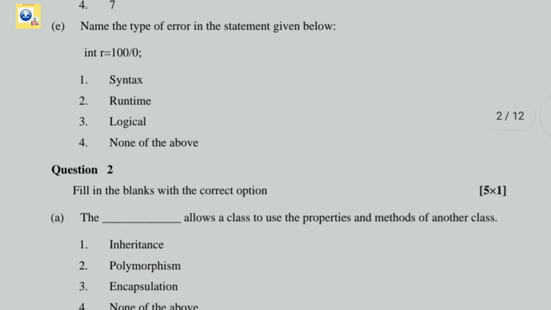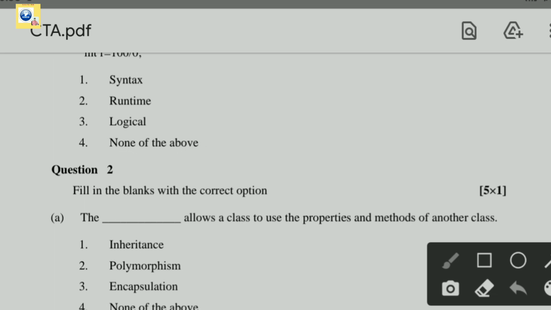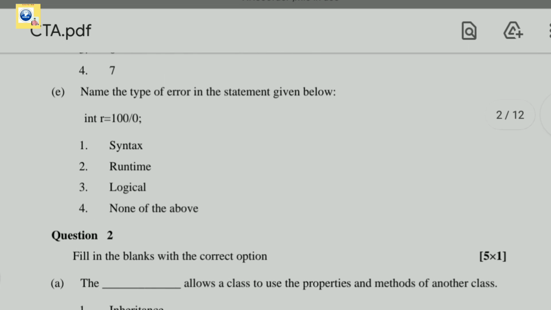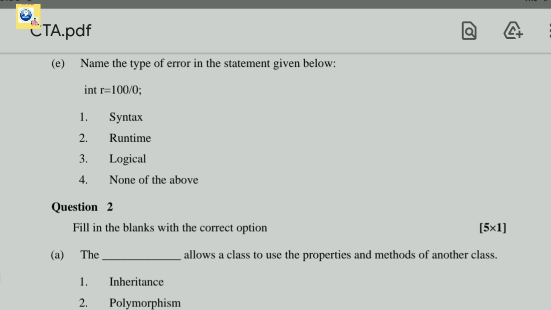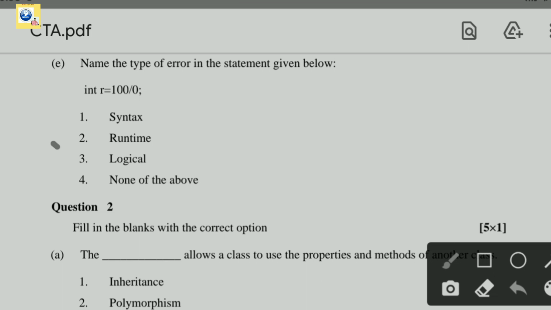Question number E. Name the type of error in the statement given below. As you can see, it's written int r equal to 100 divided by 0. It is very clear that there is no syntactical error. Everything is placed properly as per the grammar rules of Java. It has no logical error. So what can it be? It is a runtime error. How is it a runtime error? Because when you run it, you will get an exception because a number can't be divided by 0. That's why we will go with the second option, runtime error.